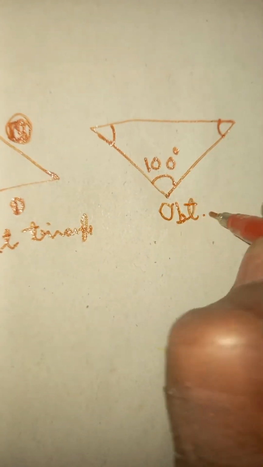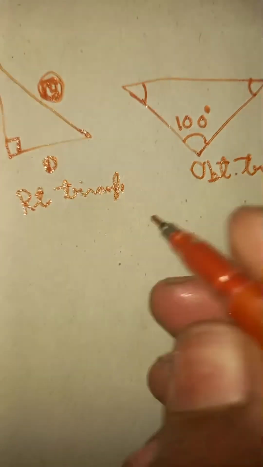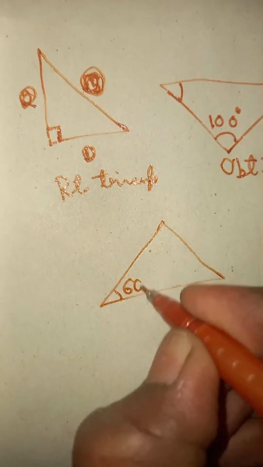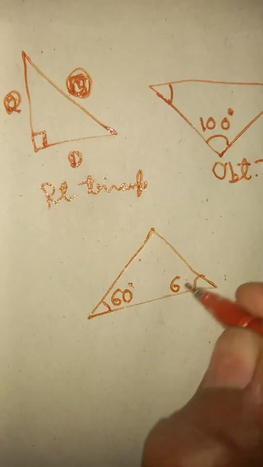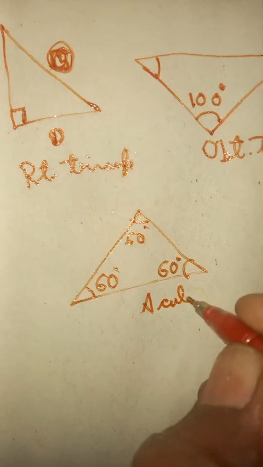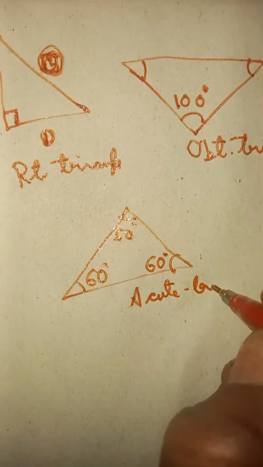This is an obtuse angle triangle, and another triangle, the small-angle type. All three angles are going to be small angles, and this is known as an acute angle triangle. This is an acute angle triangle, acute triangle.